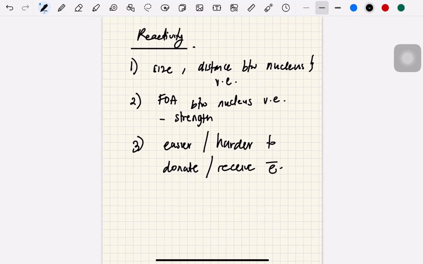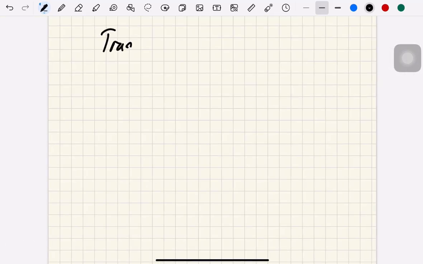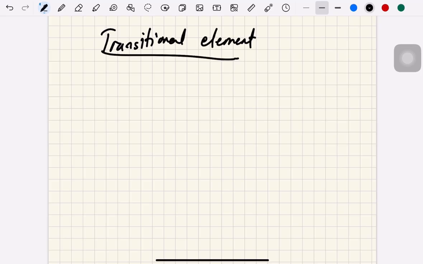Macam tu je sebenarnya. Okay, very easy one. So for transitional elements, it's very easy sebenarnya. They won't ask a lot. Transitional element sebenarnya tak banyak pun. They would ask about the first one lah, paling famous lah. Dia suka tanya pasal the size.